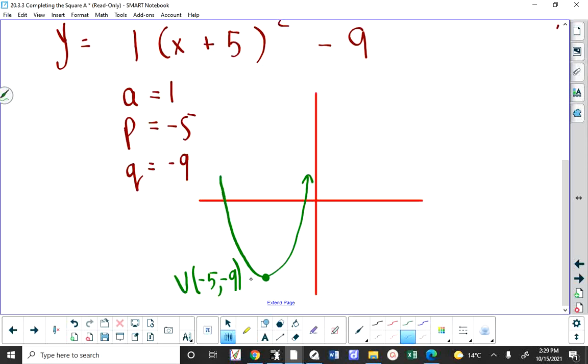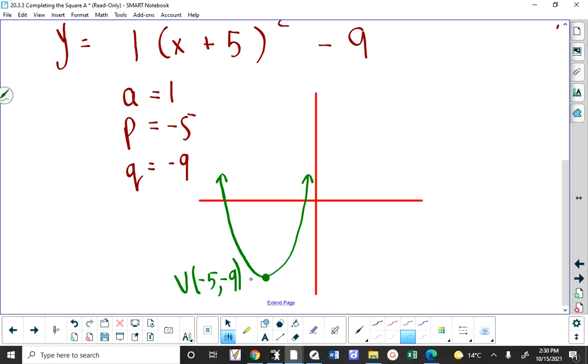I don't care if we list everything else. I think we've done this over and over again. This is a parabola that opens up. That means there's a minimum value. What's the minimum value? Negative 9. Where does it happen? Negative 5. Where's the axis of symmetry? x equals negative 5. What's the range? y is greater than or equal to negative 9.